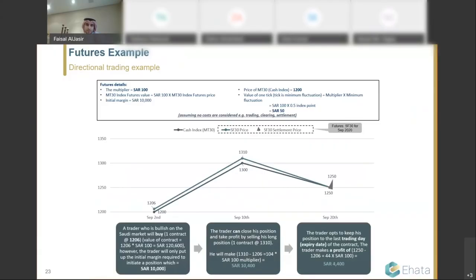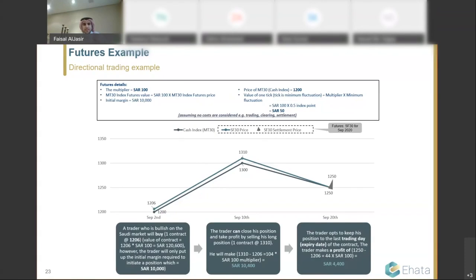So here is an example on direction, something the same here. We're looking at this position on the second of September, and the dark blue here is the cash index. When we say cash index, that's the MT30, that's the underlying, and the light blue is the future index, the S30.